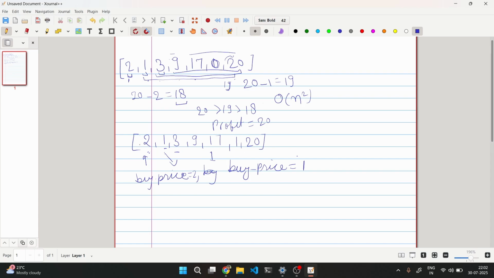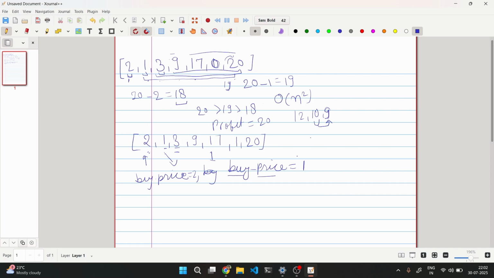Suppose it was like maybe 12, then it was 10, then it was 9. We will just keep updating our buying prices, and we will just try to see from which value we can find the maximum profit. So we will update our buy price if we find any minimum value, and now we'll move to the next element.